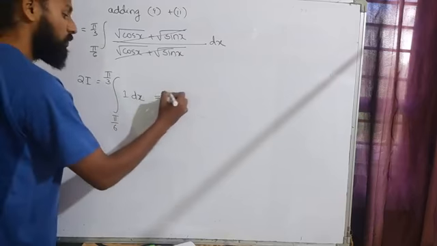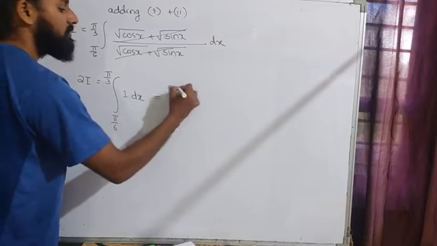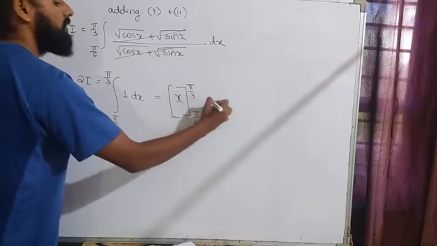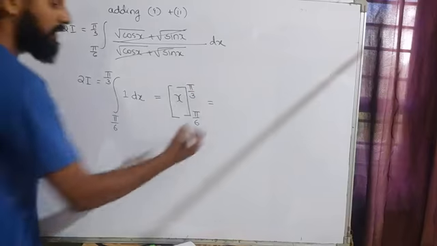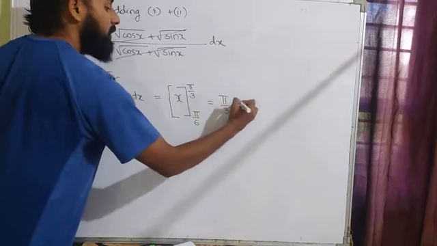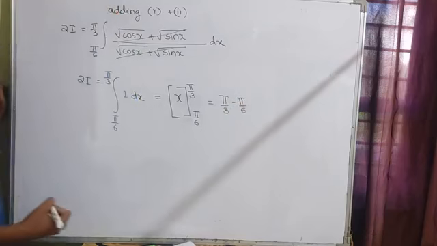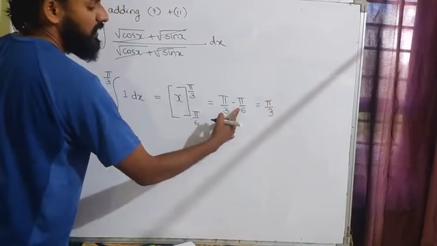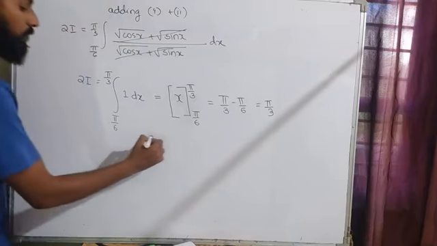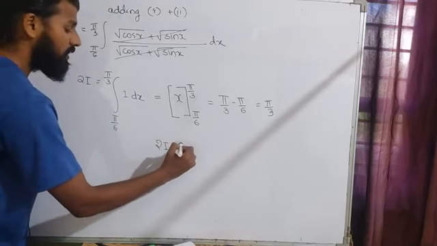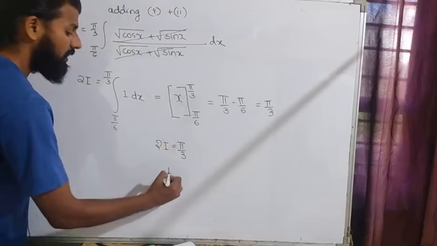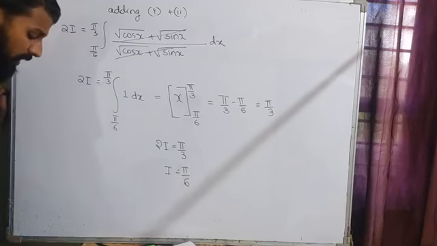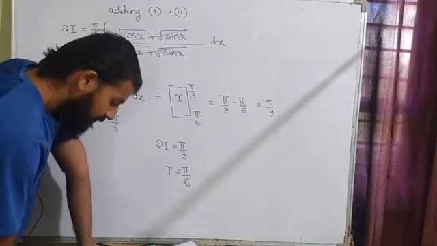So which is equal to integration of 1, that is x. So this is pi by 6 and here we have pi by 3. So upper limit minus lower limit, pi by 3 minus pi by 6. So this will be pi by 3, because this is 60 and this is 30, so it will be 30. So here I will be having 2i is equal to pi by 3. Therefore I is equal to pi by 6 will be our answer, my dear friends.